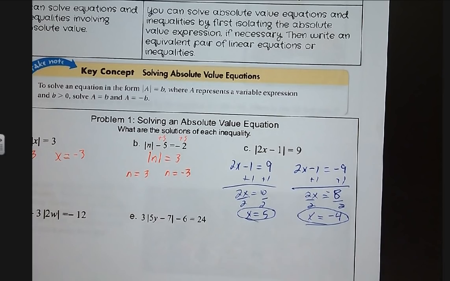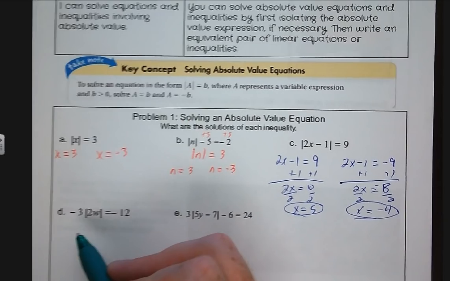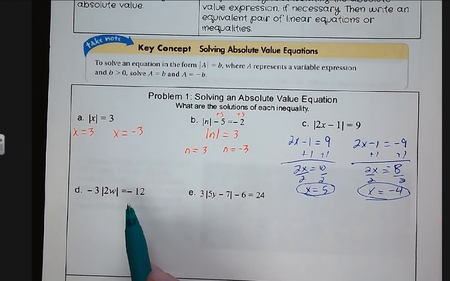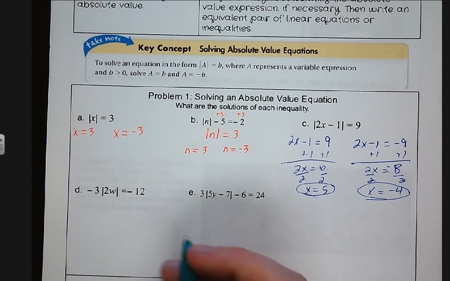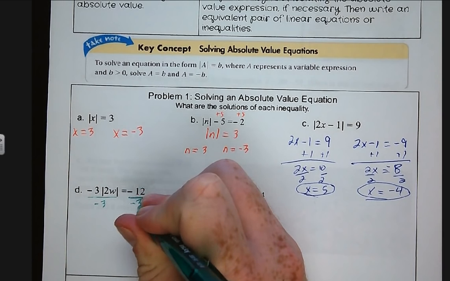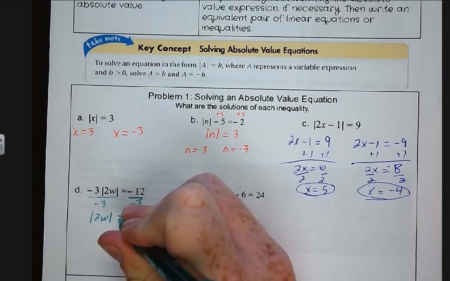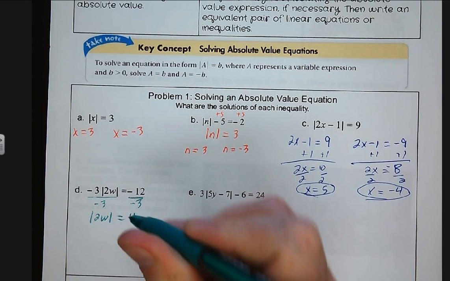All right. Let's see, letter D. Now this is one where, again, we need to isolate or get the absolute value by itself. So we're going to divide both sides by negative 3. So we have the absolute value of 2w is equal to a positive 4.